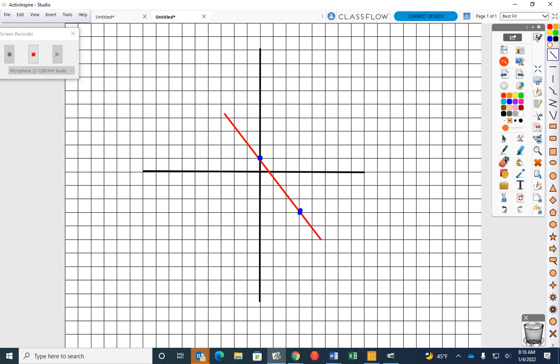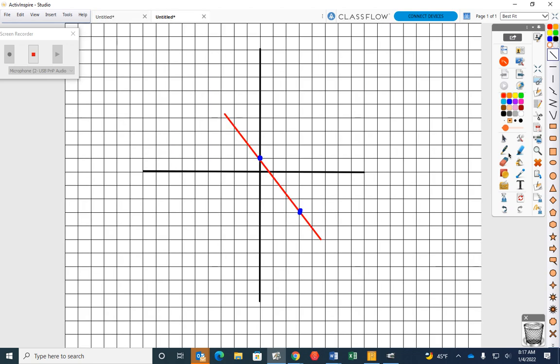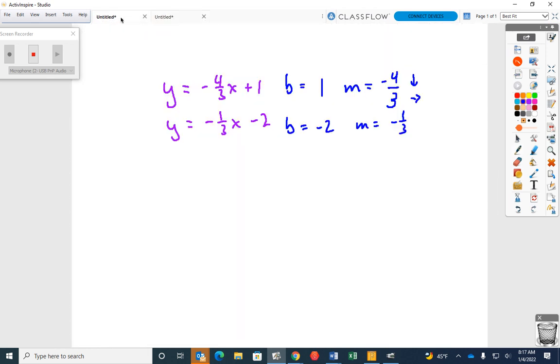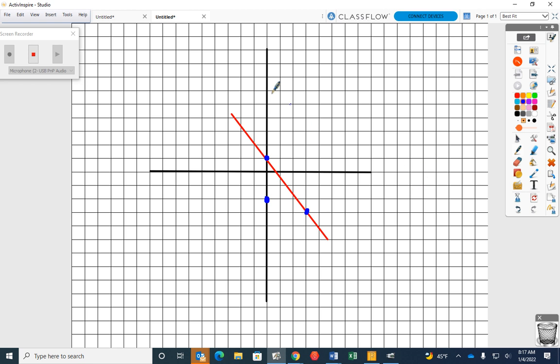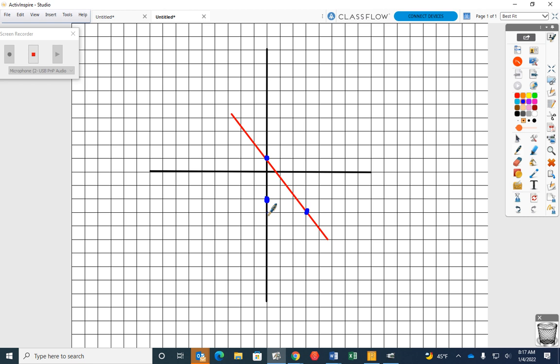Okay. Somebody help me graph the second one. Okay, Jaden, help me graph the second one. What's the y-intercept? Negative 2. So I'm going to go to negative 2, which is down 2. And what's my slope? My slope was down 1 over 3. So I'm going to go down 1 over 3.